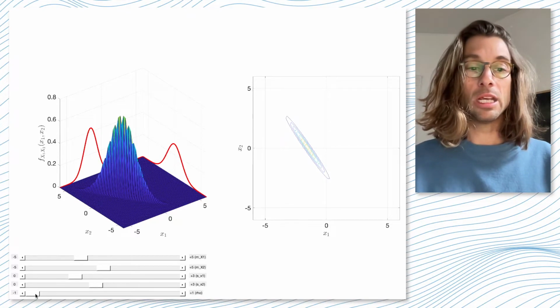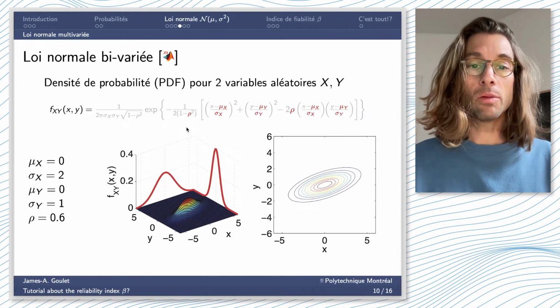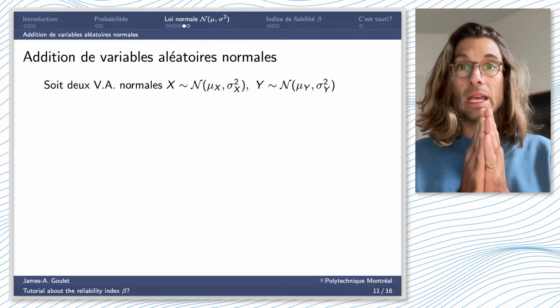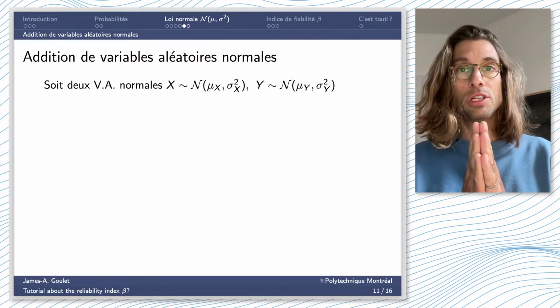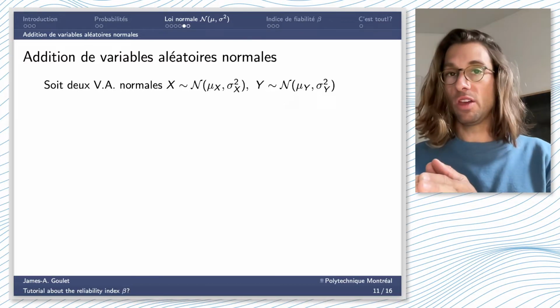Okay, this is the interpretation of those 5 parameters. And then before exploring a little more about the impact of this correlation coefficient, let's look at what happens when we sum random variables.